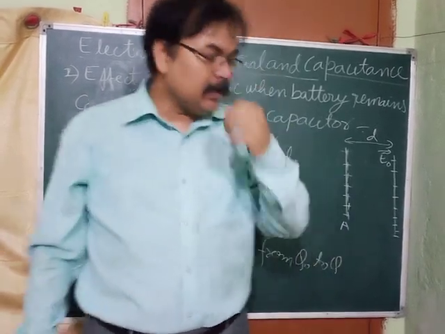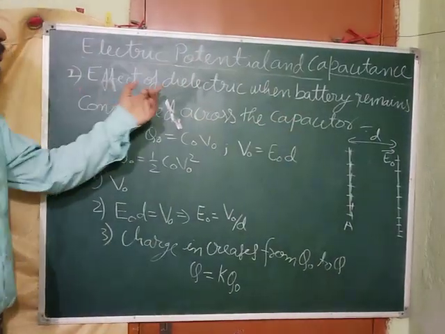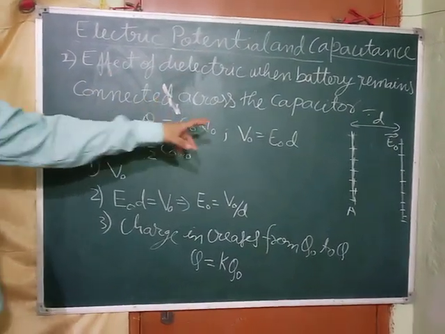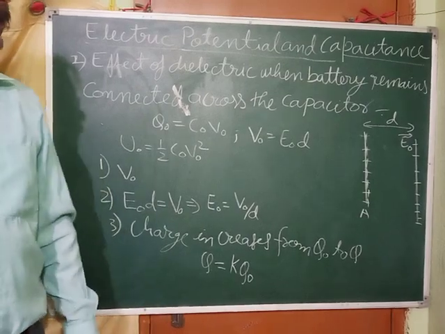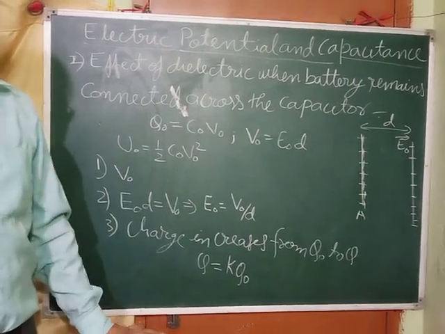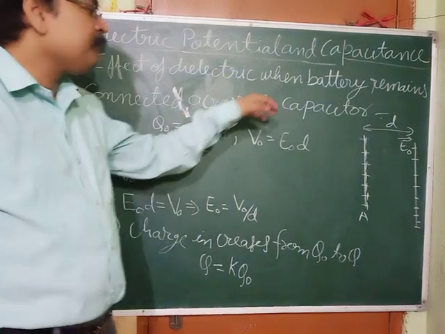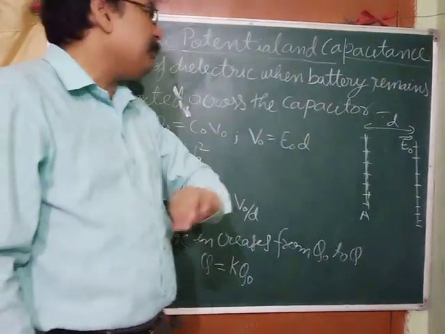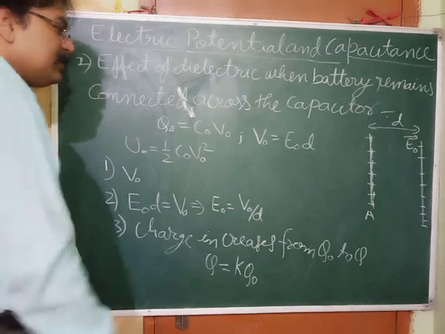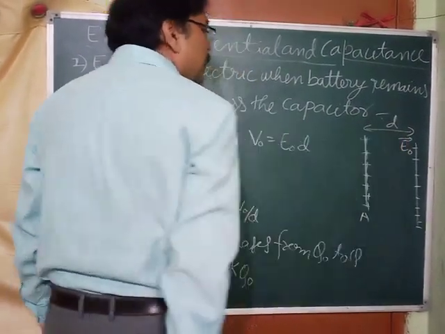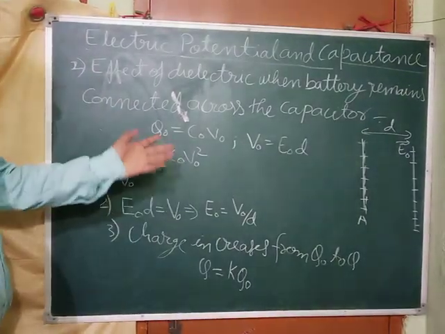So see, the second part is the effect of dielectric when the battery remains connected across the capacitor. So the battery is connected, it is intact with the capacitor, and then we are going to put the dielectric slab. Now see, before we put the dielectric slab, its plate area is A, separation is D, electric field inside it is E naught, and the charge is Q naught.